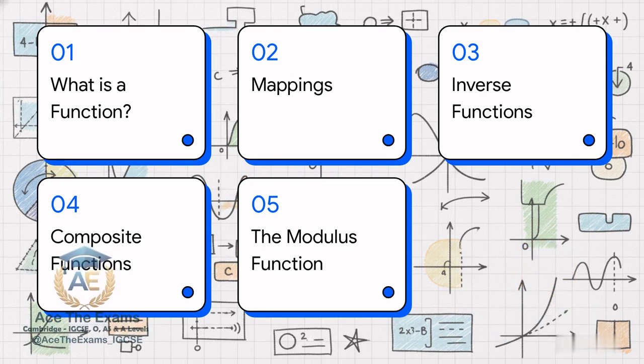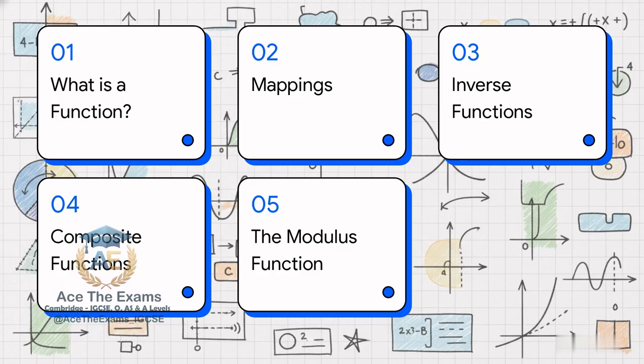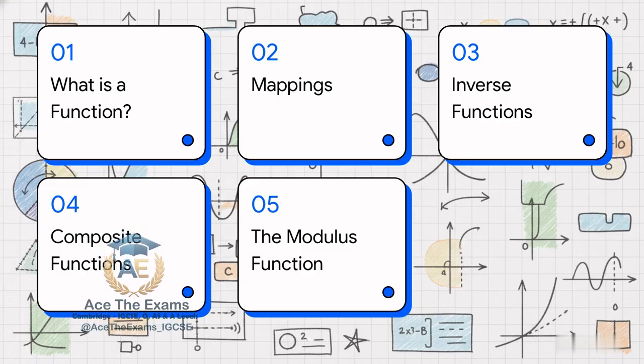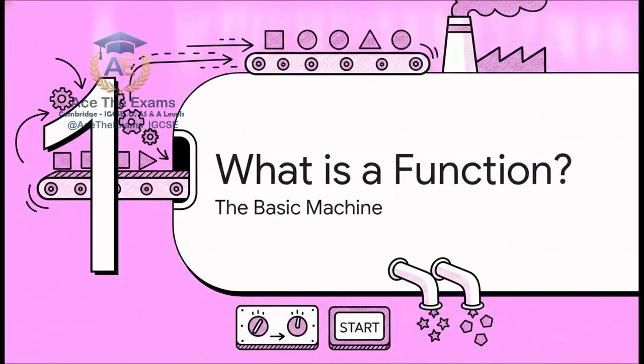So here is our mathematics success blueprint. This is our roadmap out of the wasteland. We're going to build our understanding progressively. We'll start with what a function actually is, then we'll decode mappings, learn to reverse engineer these machines with inverse functions, look at how to chain them together into composite functions, and finally conquer the absolute rule of the modulus function. If you stick with me through all 5 of these, those red exam marks are going to turn into green check marks.